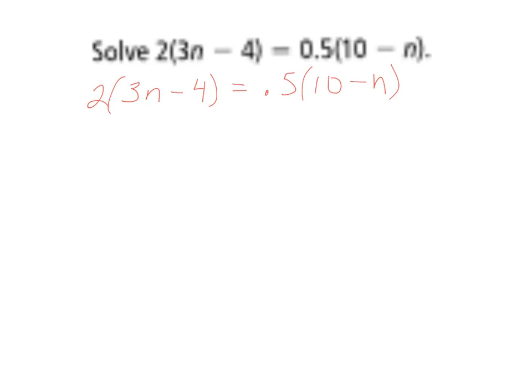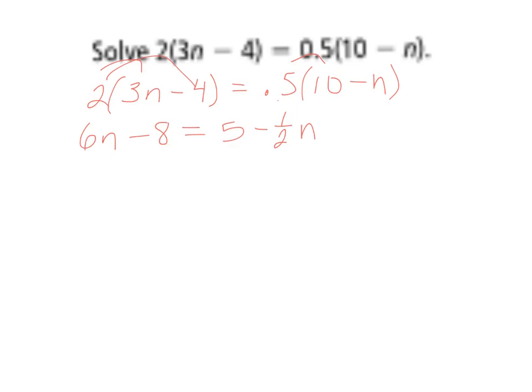So we're going to start out by distributing. 2 times 3n would be 6n. 2 times negative 4 would be negative 8, equals. On this side, we're multiplying by a half, or we're taking half. So what's half of 10? Half of 10 is 5. And then what's half of negative n? That would be negative half n. Or if you wanted to write that as a decimal, you could. But I'm going to leave it as a fraction.